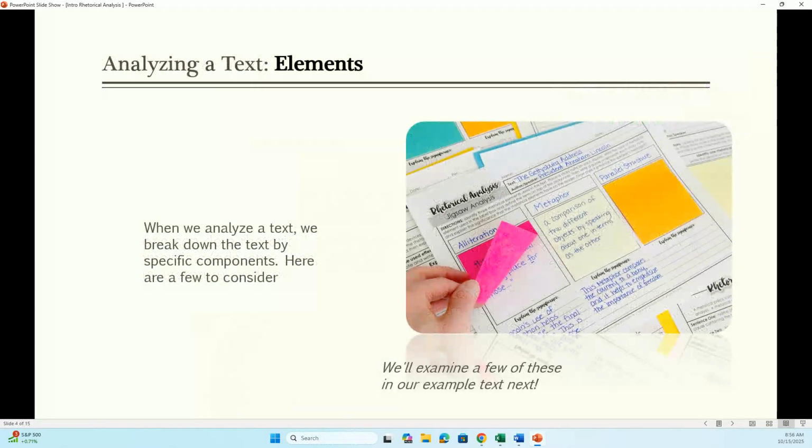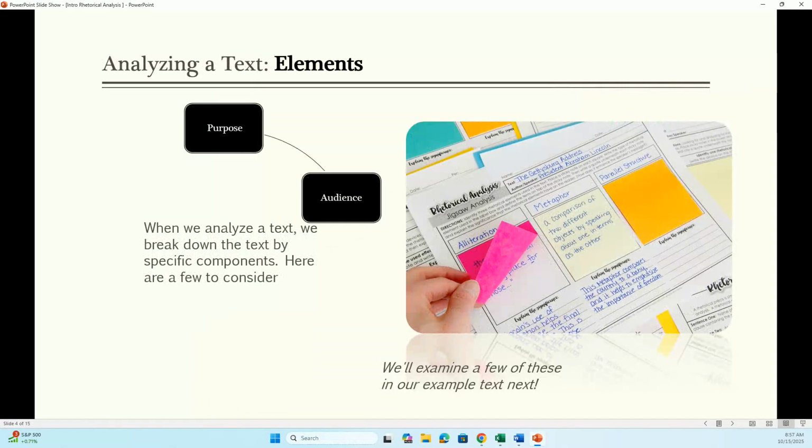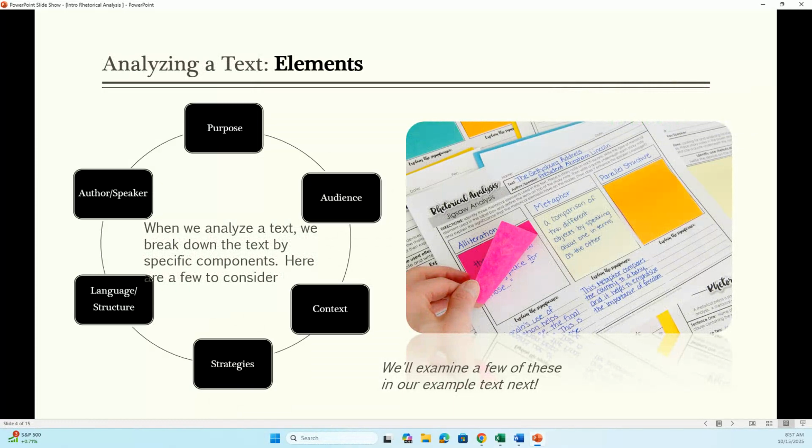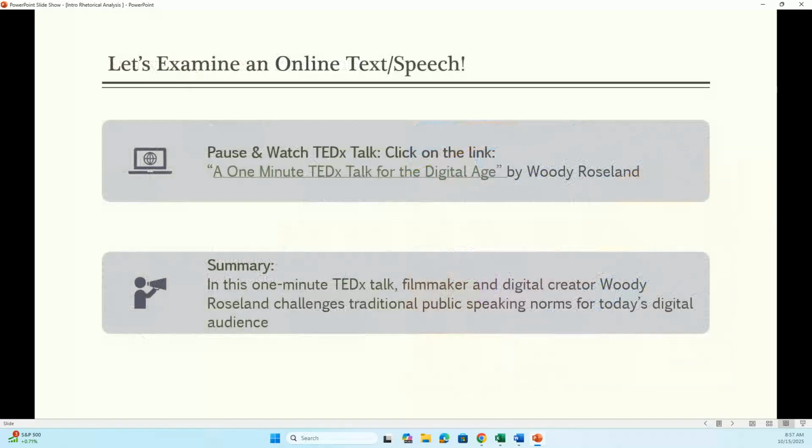There are a few different elements that we look at. These are some of the basic ones, and some of these you've heard when we talked in our first module about critical thinking and questioning. Things like purpose, audience, context, strategies, everything from language and structure to the author or speaker. We will use some of these in just a little bit to show you how you can break these down by asking key questions.